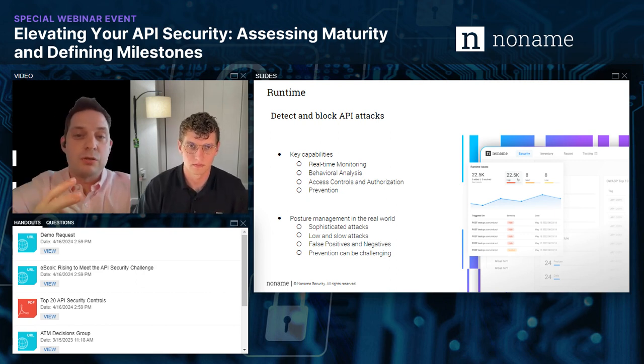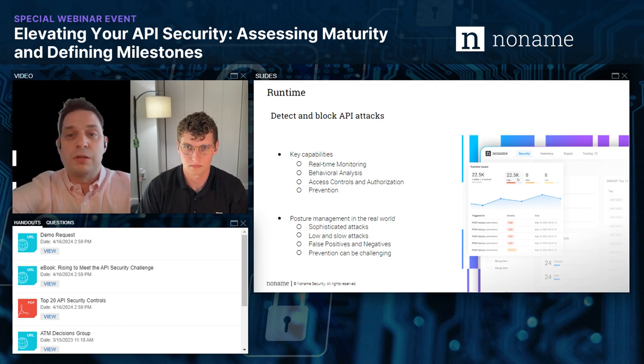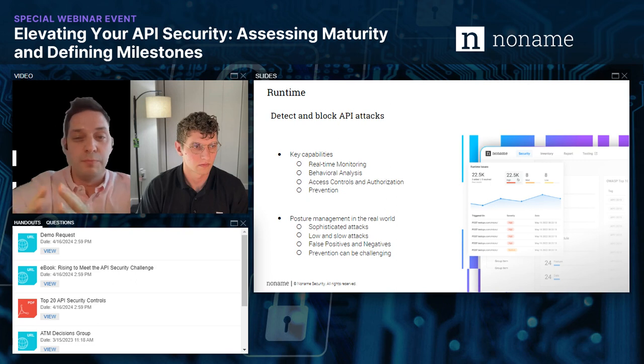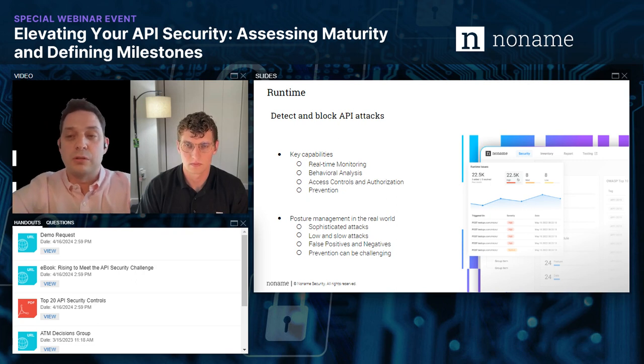And as you can imagine, runtime protection is not perfect. The systems can generate errors. They may generate false positives or false negatives, and that can lead to either unnecessary alerts or missed security incidents. So balancing the accuracy of threat detection versus the risk is a pretty common challenge.